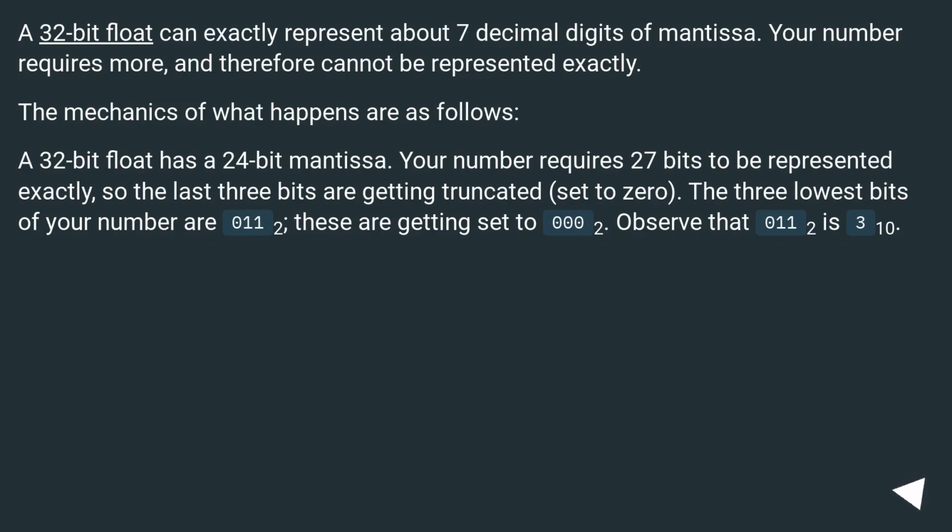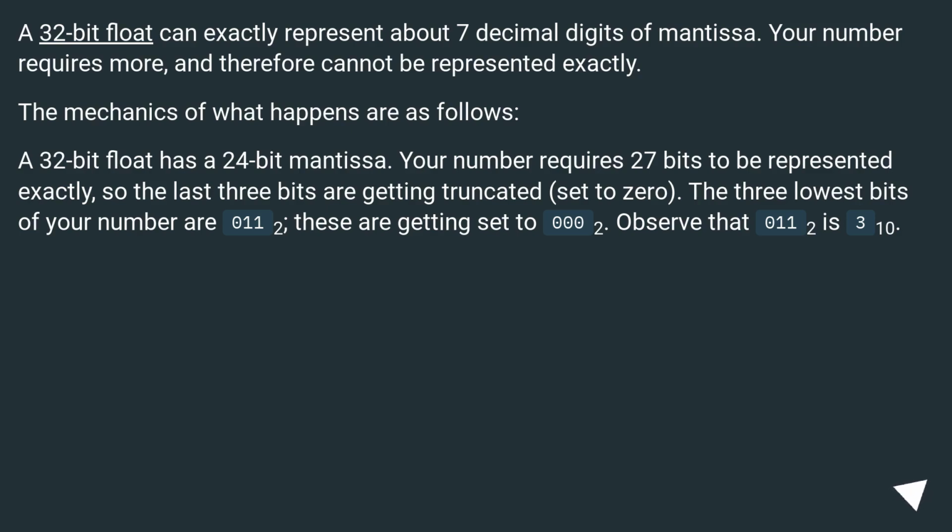A 32-bit float can exactly represent about 7 decimal digits of mantissa. Your number requires more, and therefore cannot be represented exactly. The mechanics of what happens are as follows. A 32-bit float has a 24-bit mantissa. Your number requires 27 bits to be represented exactly, so the last 3 bits are getting truncated, set to 0.